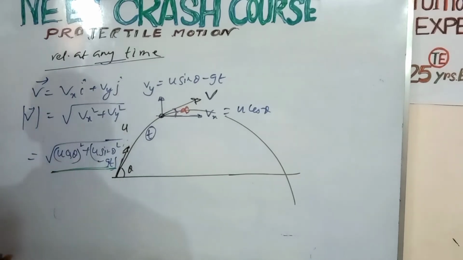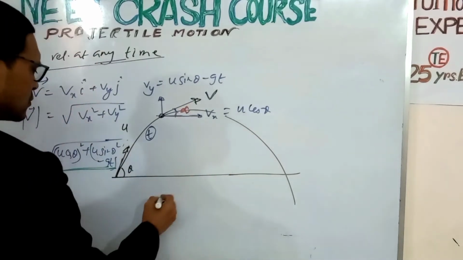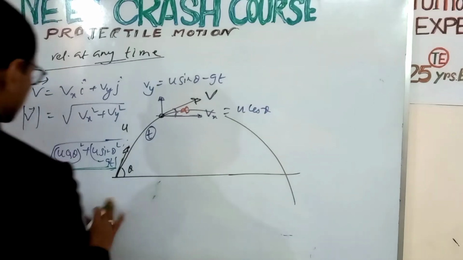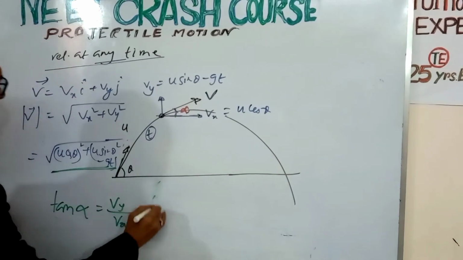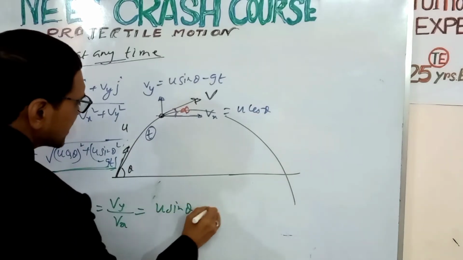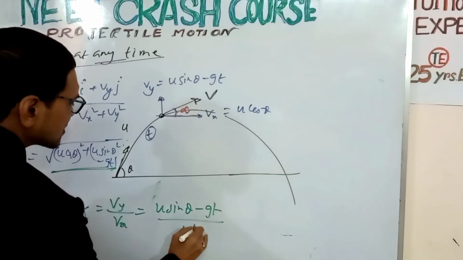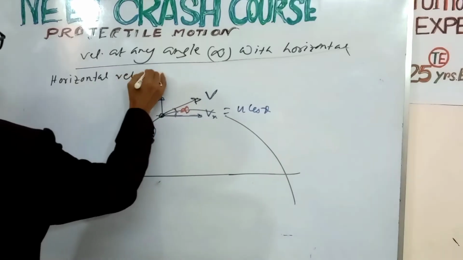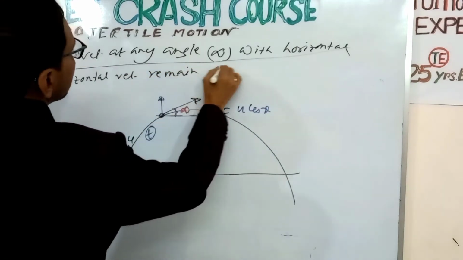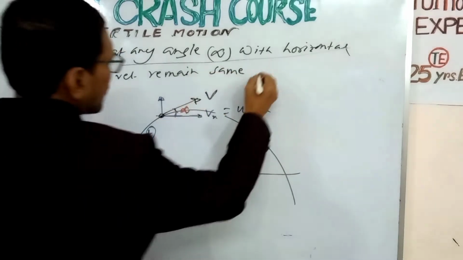Now what is the angle? We get tan alpha equal to vy by vx, where vy equal to u sin theta minus gt and vx equal to u cos theta. This is tan alpha. And t remains the same at all points.